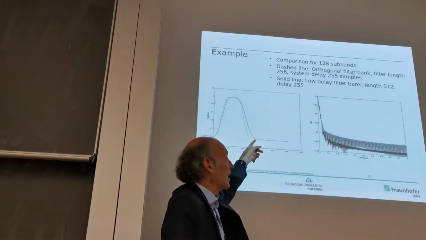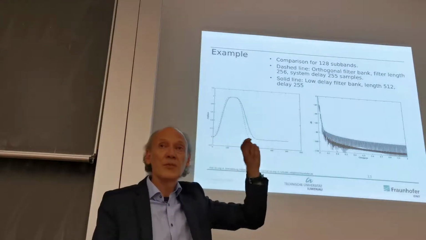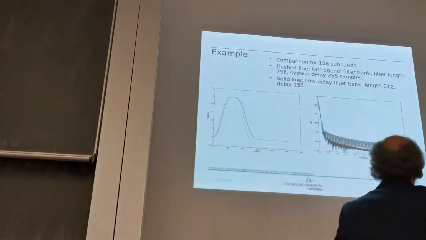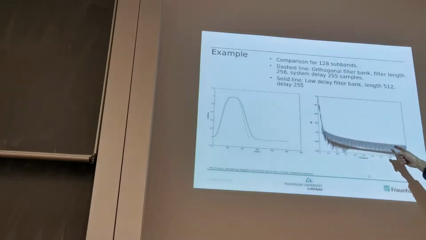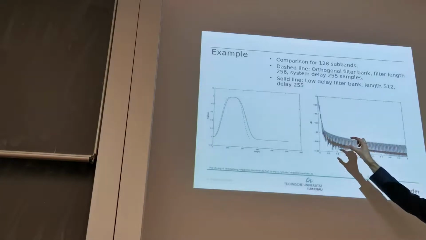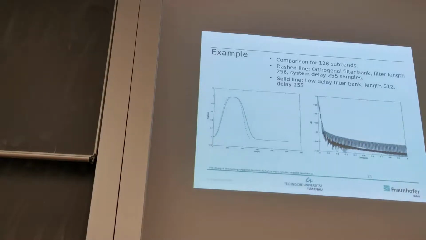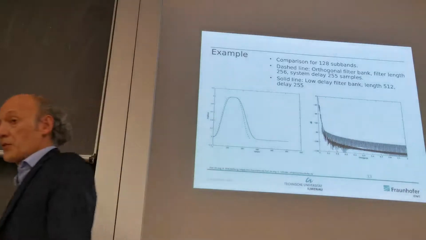And this tail doesn't look like much, and it's actually tiny ripples, but those tiny ripples make a big difference, as you can see here in the frequency response. So here you can see the stop attenuation of this low delay filter bank is about 20 dB better than the MDCT type filter bank. So it actually gave you a big benefit here in the performance of the stop attenuation.